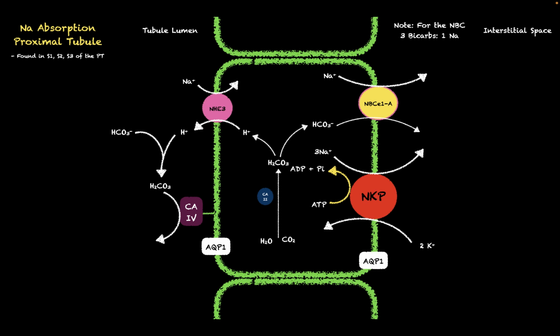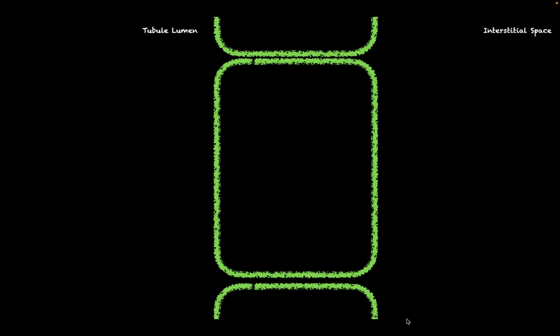So the water that did enter into the cell can then leave the cell through aquaporin 1 present on the basolateral membrane, therefore going into the interstitial space. So that was how sodium was reabsorbed. So let's now talk about how chloride is reabsorbed in the proximal tubule.